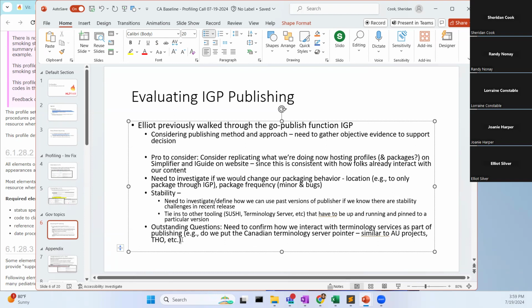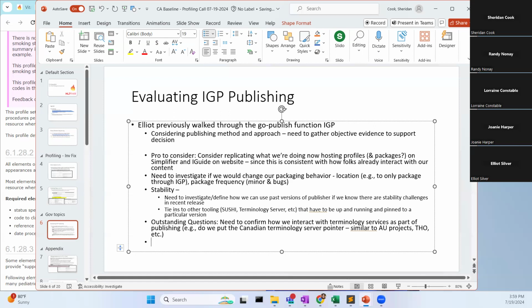Elliot, in your interaction with it, is there a decision tree or something that HL7 posts? Oh, HL7 says use IG Publisher. Or I mean, a process tree is what I meant. No.